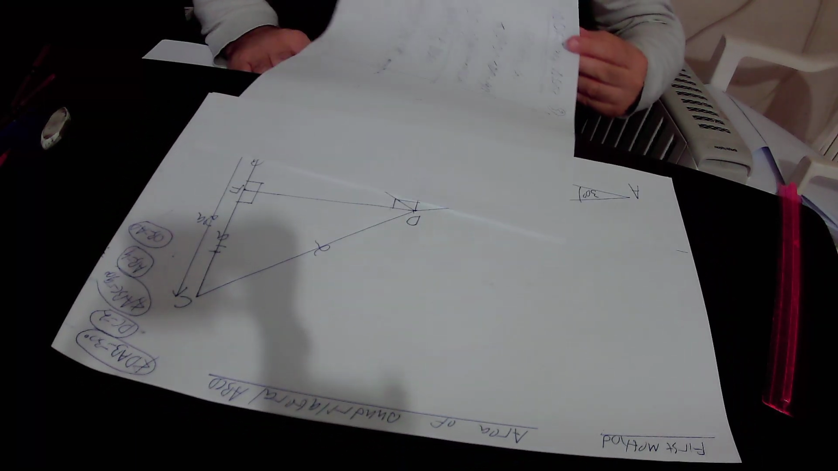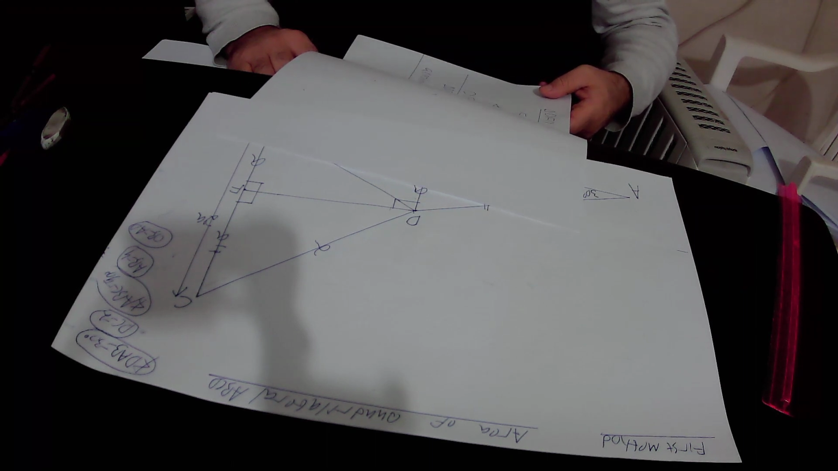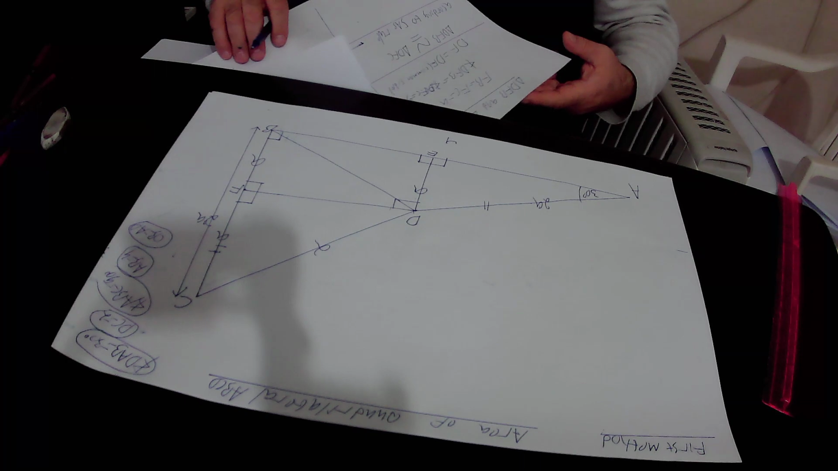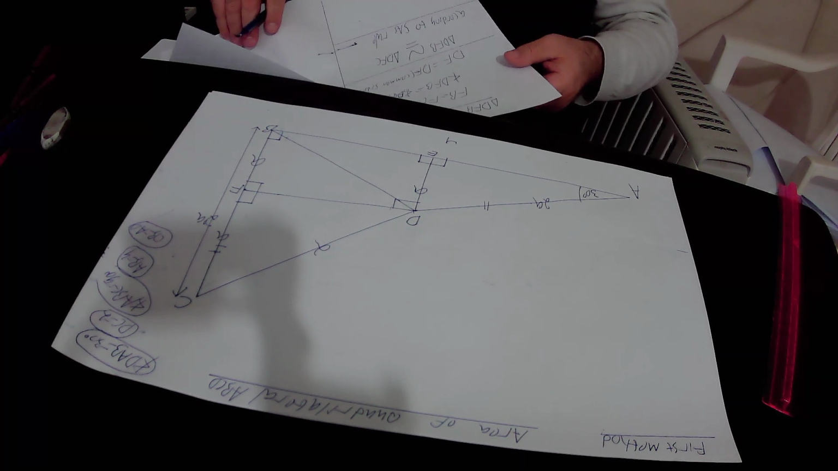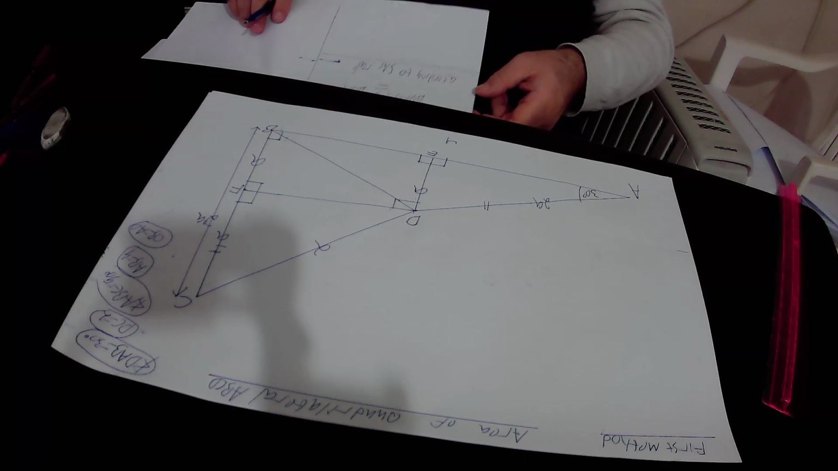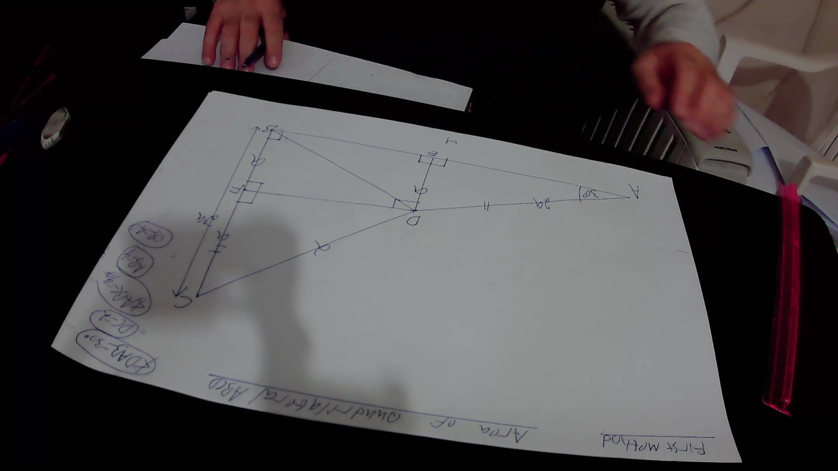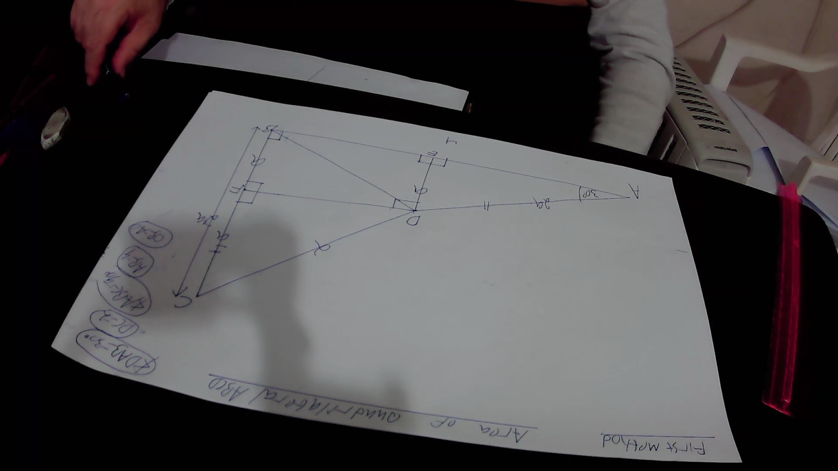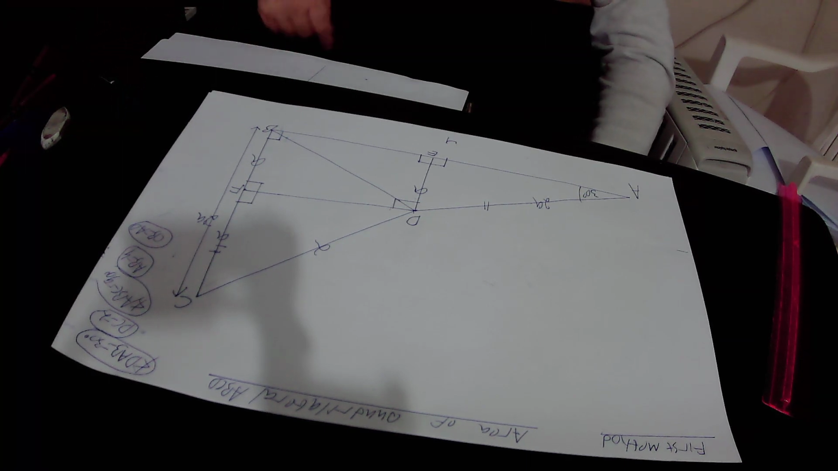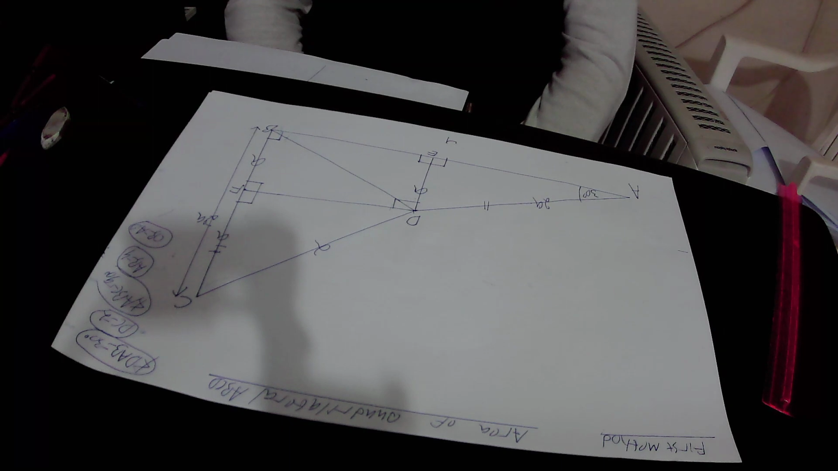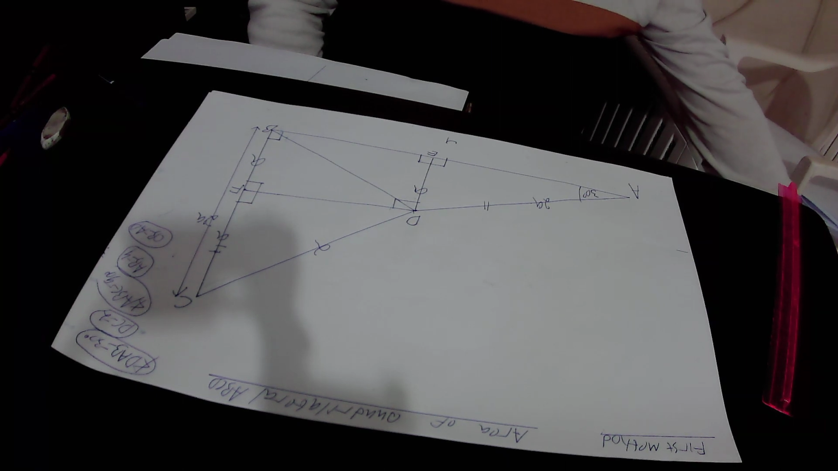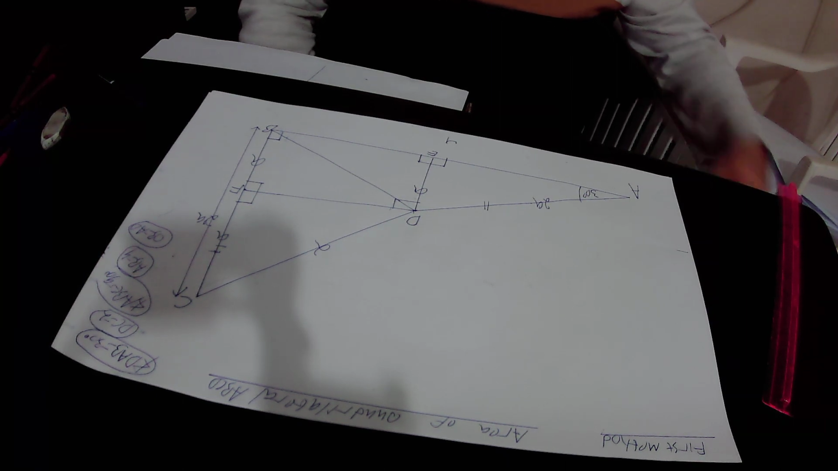So, what is the side angle side rule? The side angle side rule is that if you prove that two sides and the angle between those two sides in one triangle are congruent to two sides and the angle that is located between those two sides in the other triangle, you prove that those two triangles are congruent to each other according to the side angle side rule.